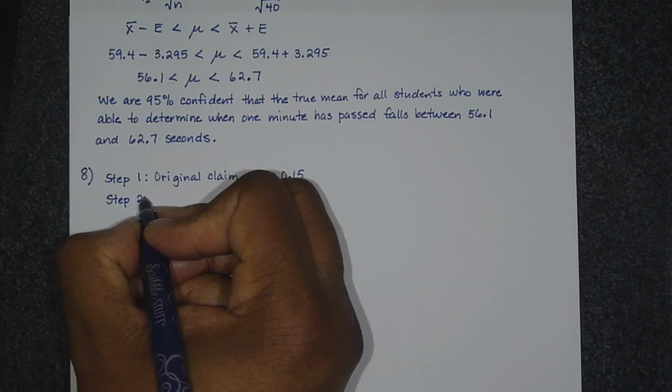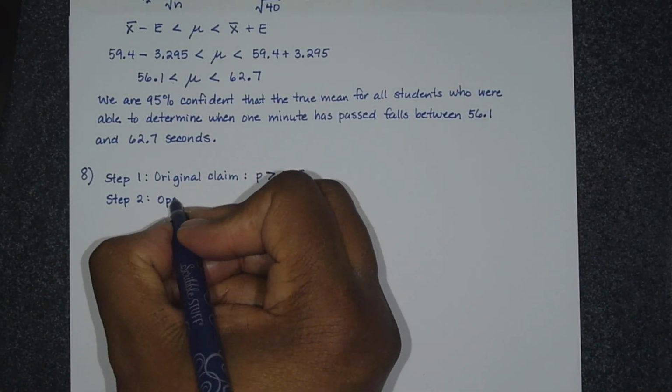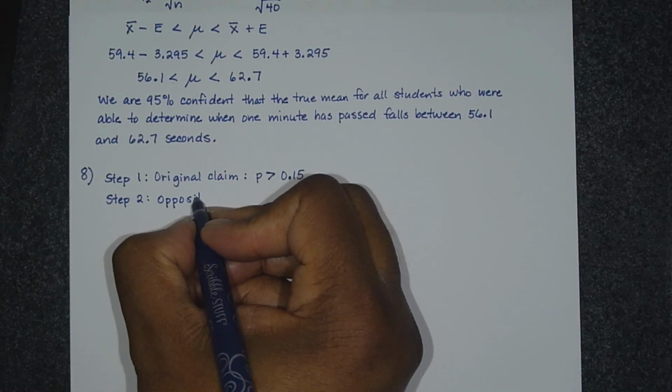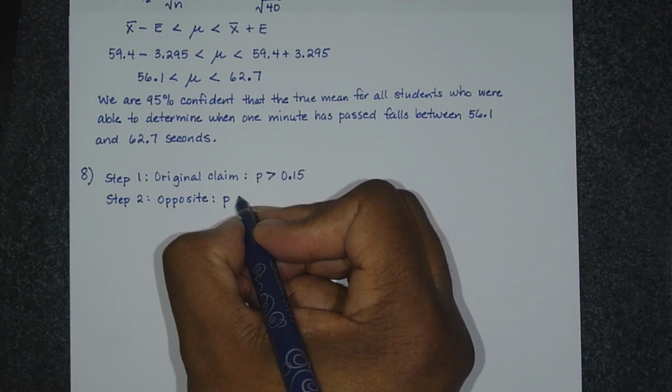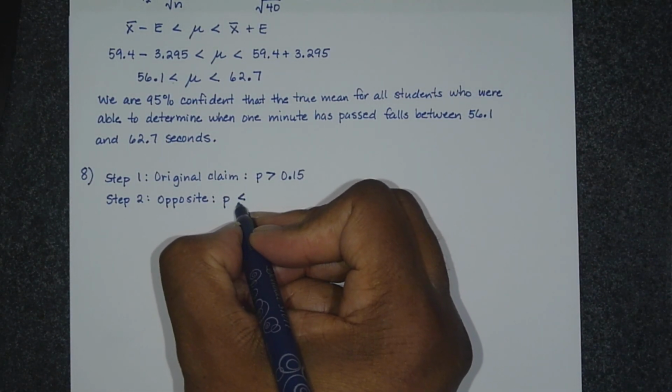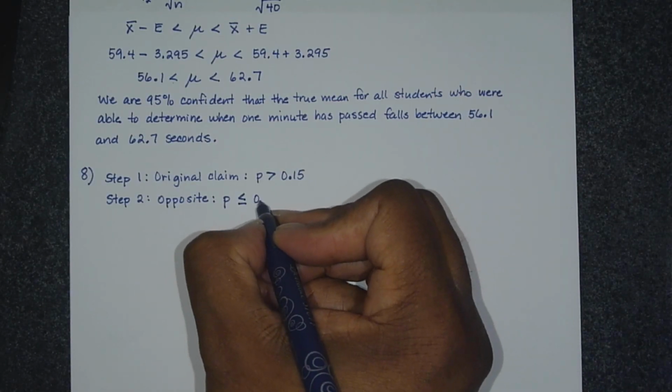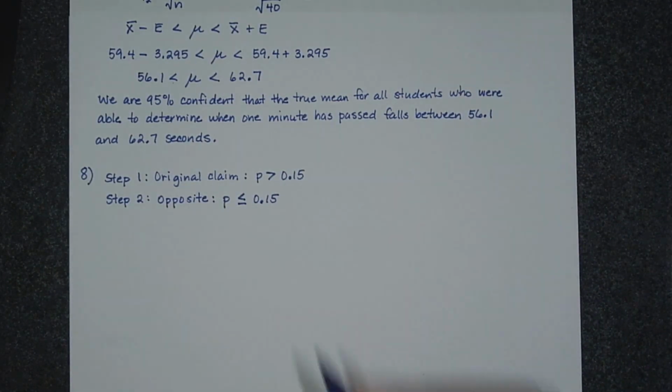Now, step number 2 is your opposite of the original claim. What would be the opposite of greater than? Less than or equal to. If it's not greater than, then it must be less than or equal to. So your opposite would be P is less than or equal to 0.15.